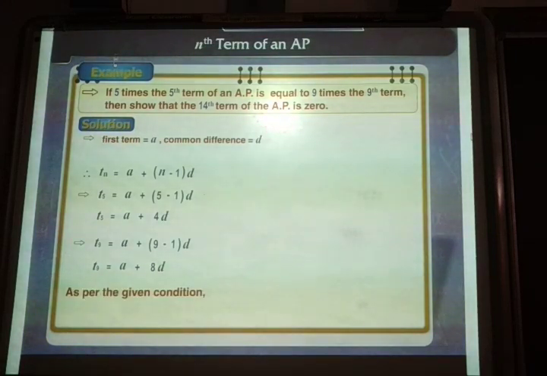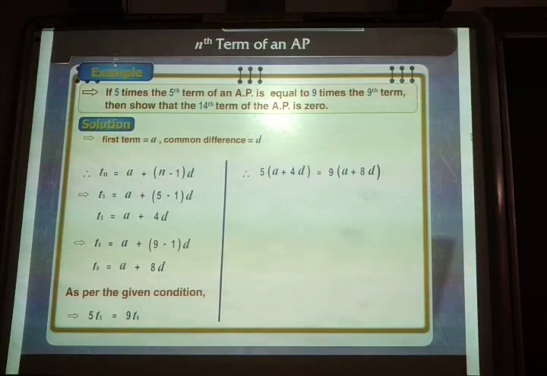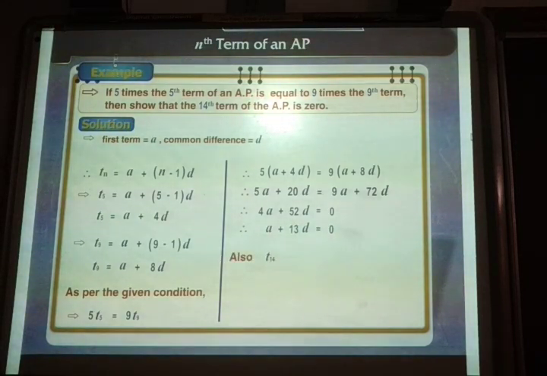As per the given condition, 5 times the 5th term is equal to 9 times the 9th term. Therefore, 5 into A plus 4D is equal to 9 into A plus 8D. On solving, we get A plus 13D is equal to 0. Also, T14 is equal to A plus 14 minus 1 into D, which is equal to A plus 13D. Therefore, T14 is equal to 0.